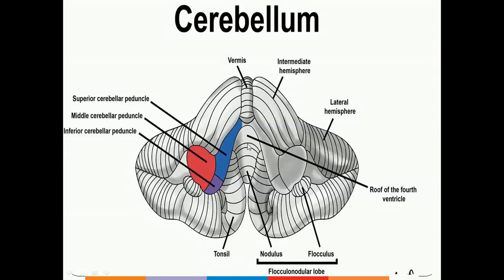Roof of the fourth ventricle. The ventricle that is present in the space between the cerebellum and the brainstem is called the fourth ventricle. So this nodulus becomes the roof of the fourth ventricle.